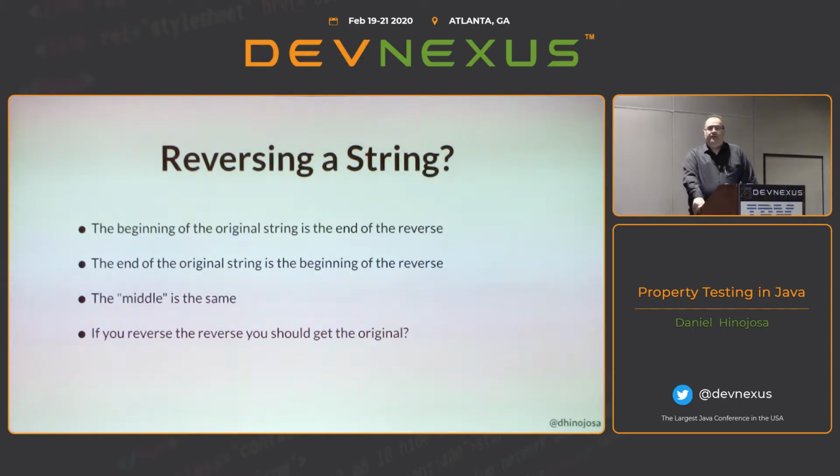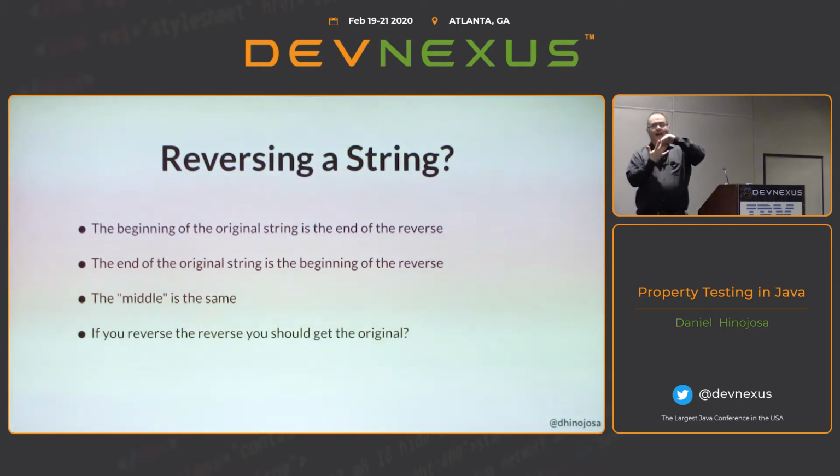Maybe the middle is the same. If I have like 5 letters and I reverse it, ow, that hurt. If I reverse it, I'm not going to show you my middle finger, but if I reverse it, this should always stay the same. That's a nice property, and that should always hold every time I run it. If you reverse, this one's good.